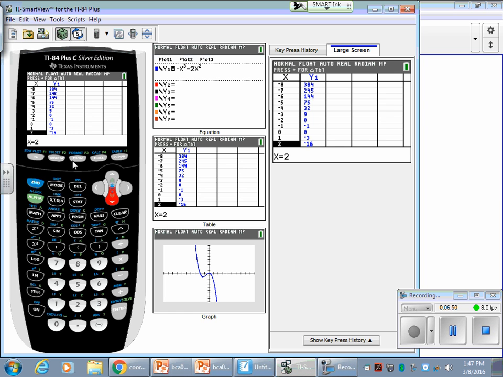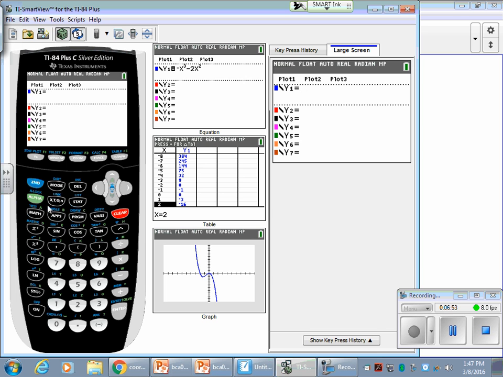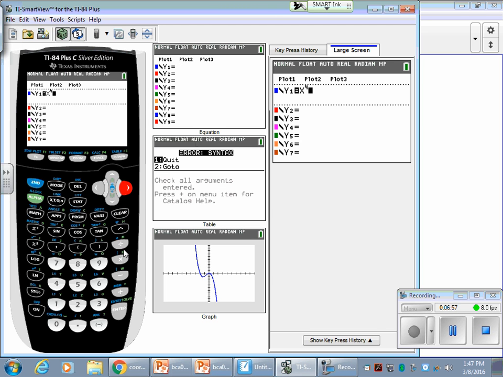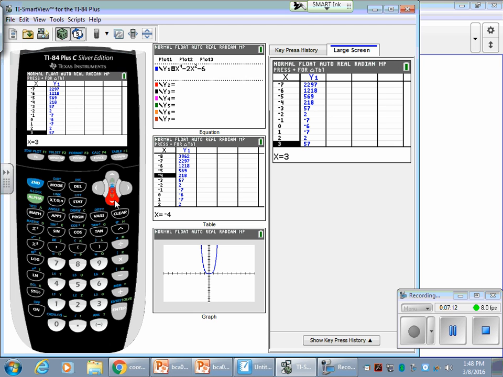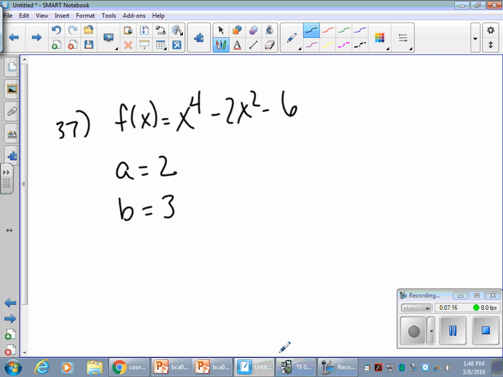So if I go to y equals, I would type in x^4 - 2x^2 - 6. And then if I use the table, they want me to find when x is 2, I get 2. And when x is 3, I get 57. So when I plug in 2, I get 2. When I plug in 3, I get 57. There is not a sign change between 2 and 57.